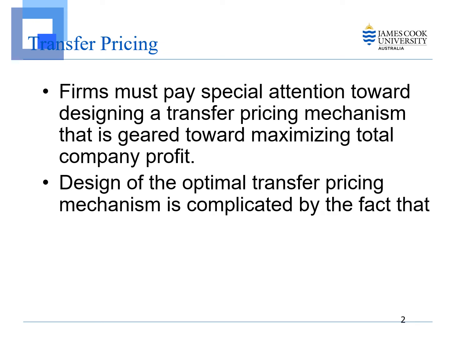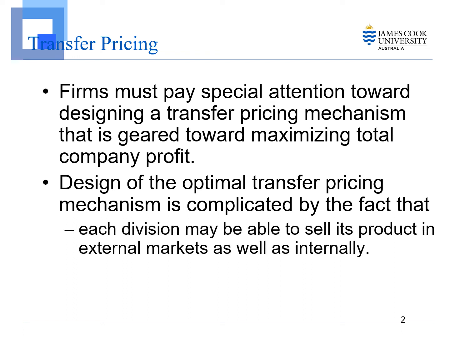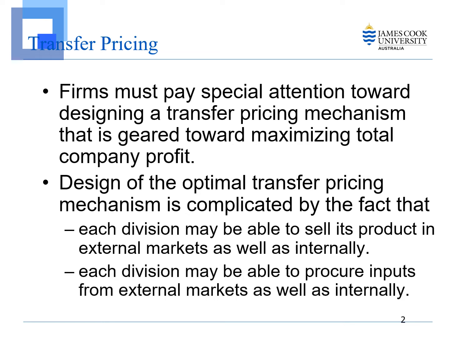In designing such a transfer pricing mechanism, one additional layer of complexity is that there may exist an external market. For example, each division might be able to sell their product to the external market, or each division can purchase inputs from the external market.